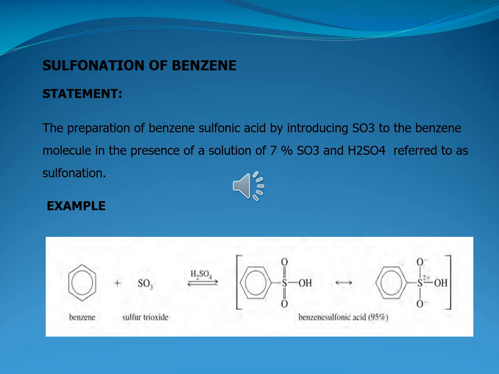Sulfur trioxide here is a powerful electrophile because the presence of three oxygen atoms on the sulfur makes it more electron deficient. So the attack of the pi electrons upon the sulfur trioxide is easier. In this way, a new bond is formed between the sulfur trioxide and the carbon atom of the benzene molecule. Finally, we get benzene sulfonic acid, which is 95% on the product side.